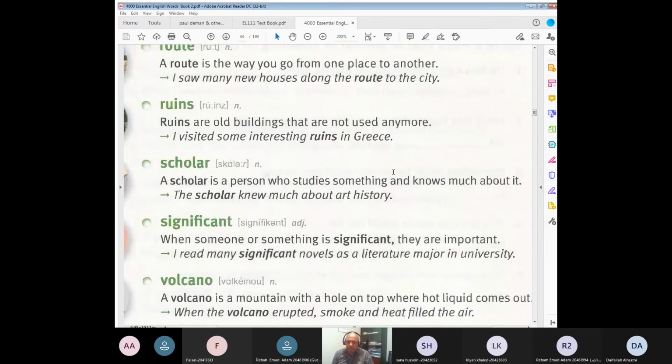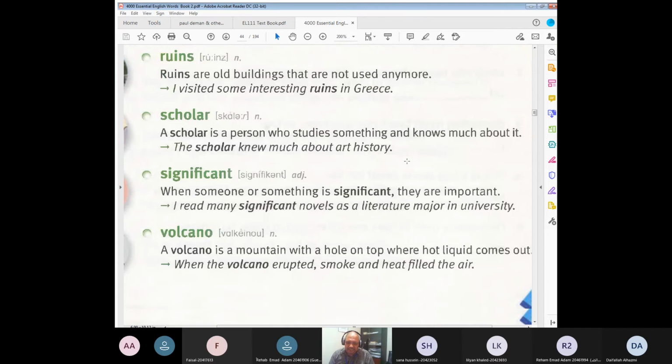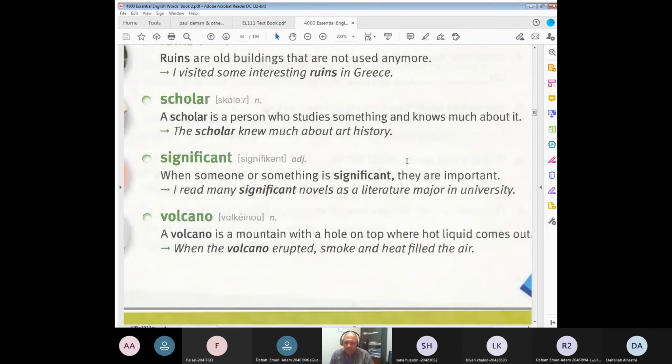And then you have ruins. Ruins are old buildings that are not used anymore. I visited some interesting ruins in Greece. And then you have the word scholar. A scholar is a person who studies something and knows much about it. The scholar knew much about art history.